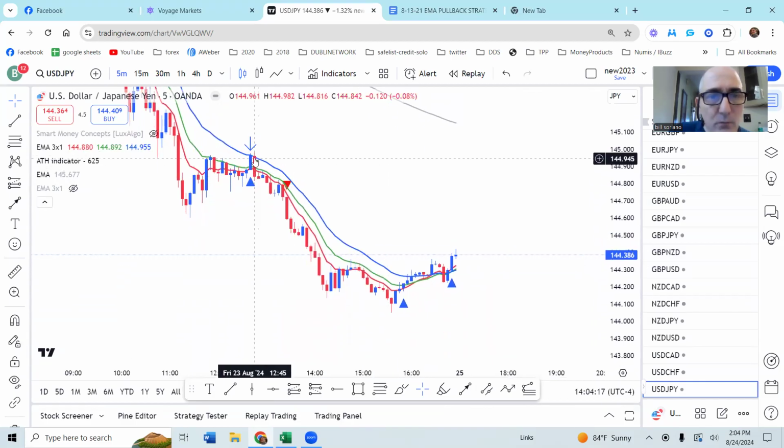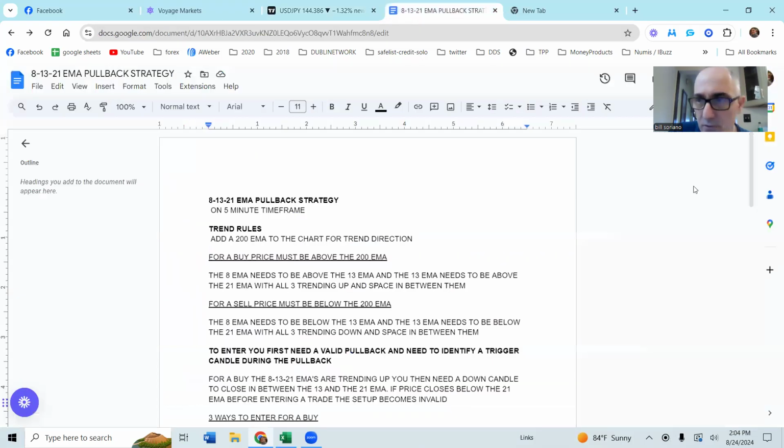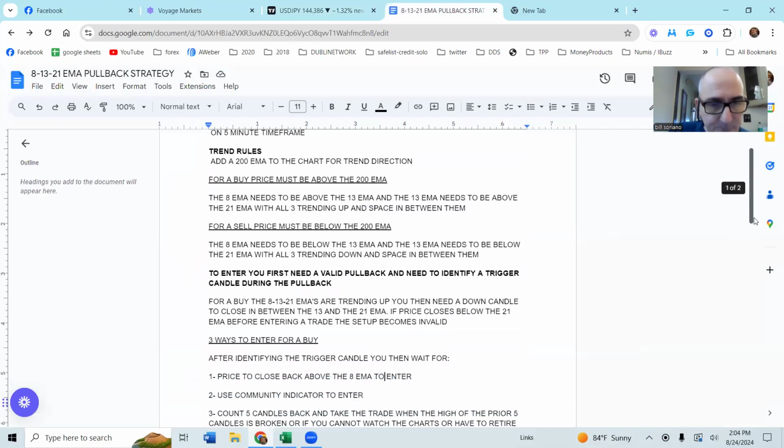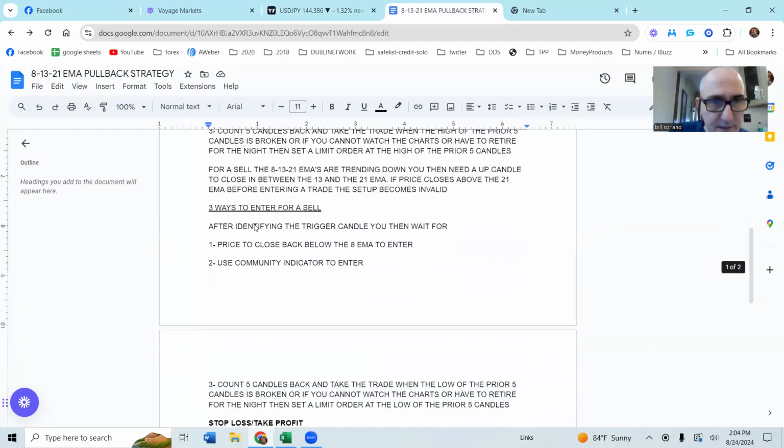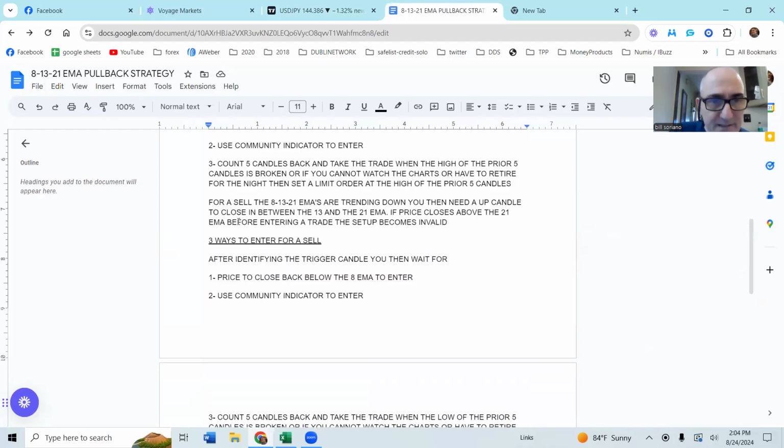So now we've identified a trigger candle in a downtrend, right? So let's go on and see. Now we're selling. So down here, after identifying the trigger candle, and again, for a sell, the 8-13-21 EMAs are trending down. You then need an up candle to close in between the 13 and the 21. If price closes above the 21 EMA before entering a trade, then that setup or that actual pullback becomes invalid.